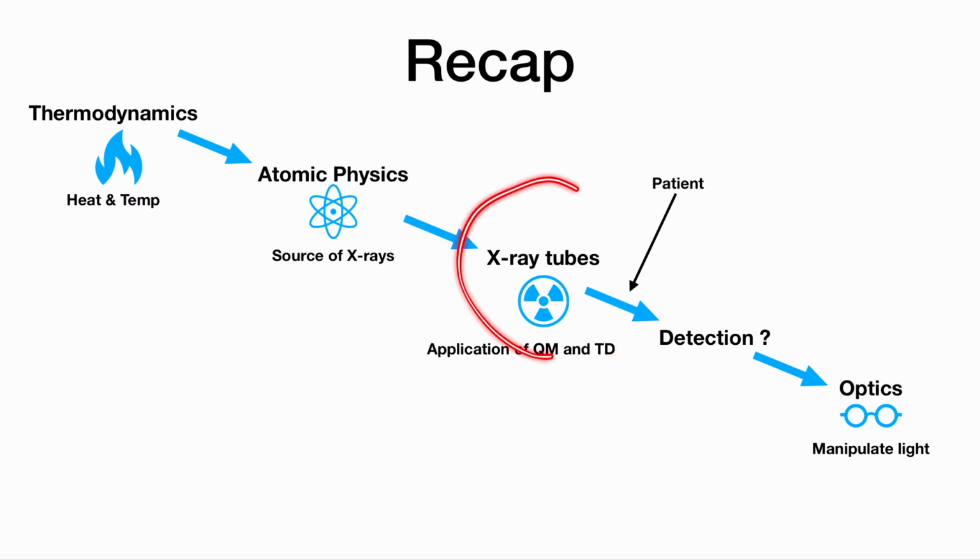And once we have X-ray tubes, we simply introduce a patient here, or whatever anatomy we were interested in studying. We produce X-rays, and those X-rays are made to pass through a patient. And then we desire to detect them on the other side. And of course, detection depends on what you're interested in. Detection could either come this side or after optics, depending on what kind of detection you're interested in.